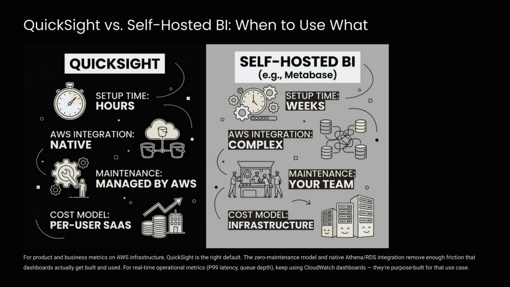Another mistake is building the dashboard reactively. Build it before the first sprint ends, even with placeholder data. Also, ensure every metric has an owner to guarantee action is taken when numbers move unexpectedly.